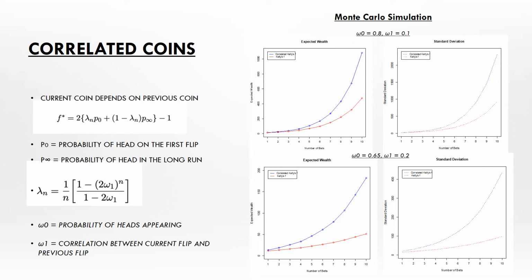For the bottom two plots, omega 0 equals 0.65 and omega 1 equals 0.2. So the probability of heads appearing was high, and again there was a positive correlation between the current coin toss and the previous coin toss. We can see that as the number of plays increased, the expected wealth and standard deviation also increased. Interestingly, we can see that there is slightly more variability when the probability of heads appearing is 65%, since this means that there is less certainty.